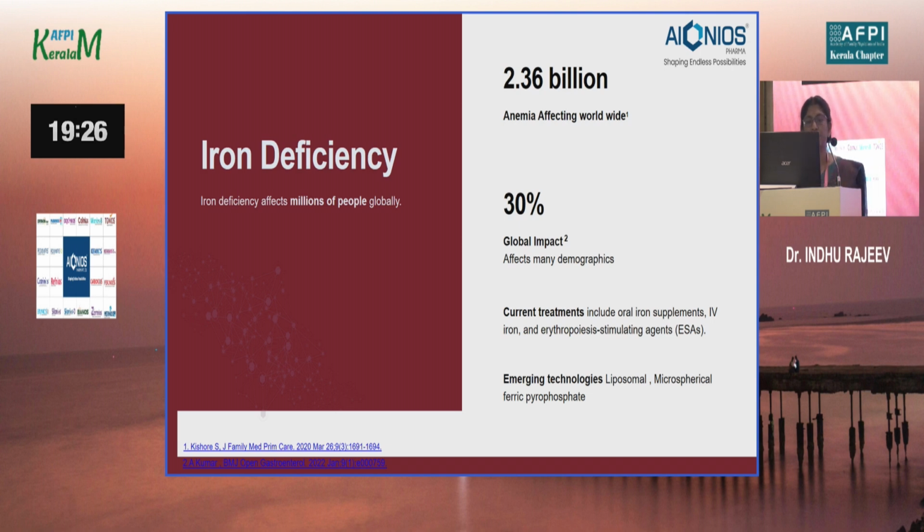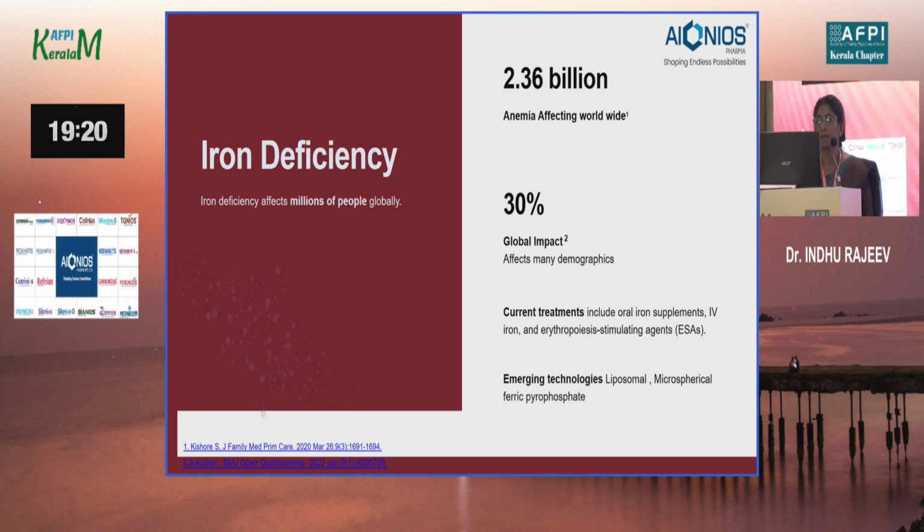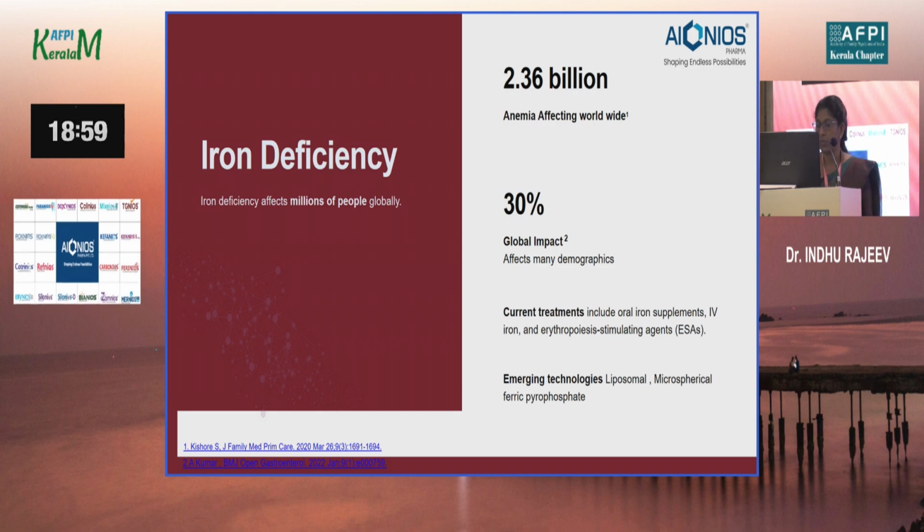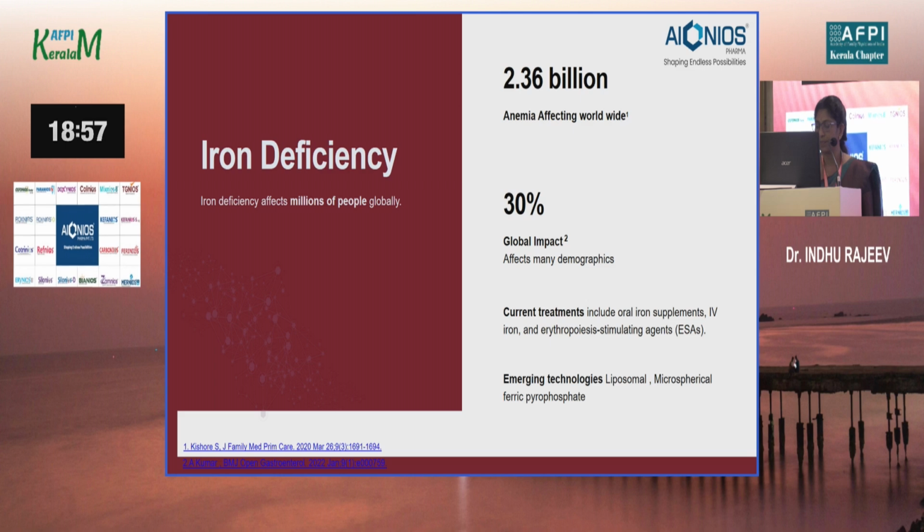Coming to iron deficiency. Iron deficiency affects millions of people globally, and it affects many demographics. The available iron treatments are oral iron, IV iron, and erythropoiesis stimulating agents. The new technologies are liposomal and microspherical ferric phosphate. There are other technologies like ferric citrate, a phosphate binder, and sucrosomal iron with nanotechnology also coming. So this is another new technology.